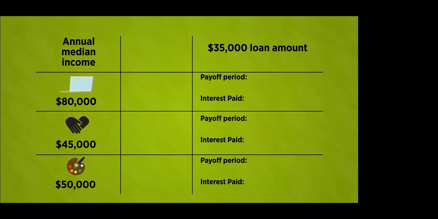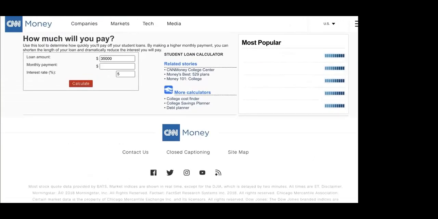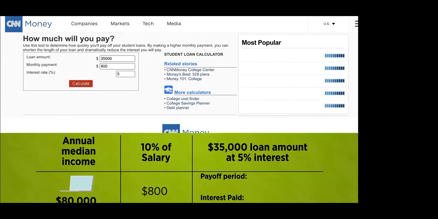We'll show the payoff period and interest paid if you devote 10% of your estimated monthly income to paying off your loan. We're going to assume a typical 5% student loan interest rate and use an online calculator to figure out the total interest paid and the time it'll take to pay back the loan.